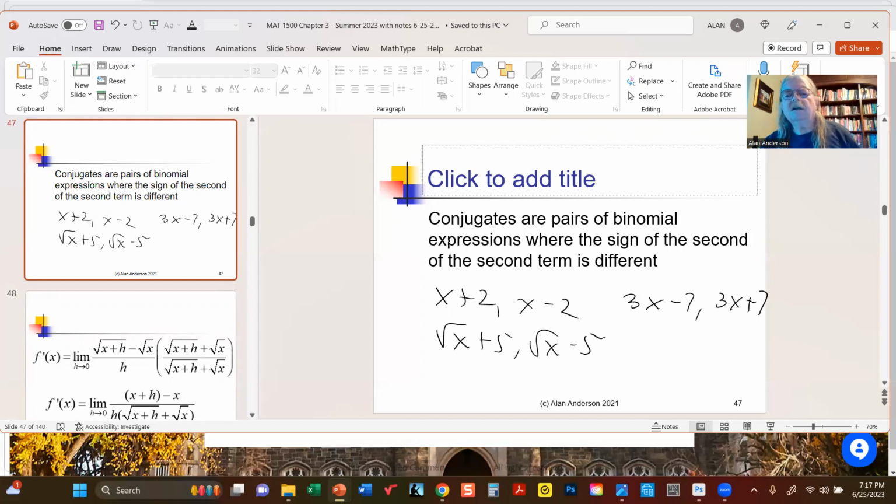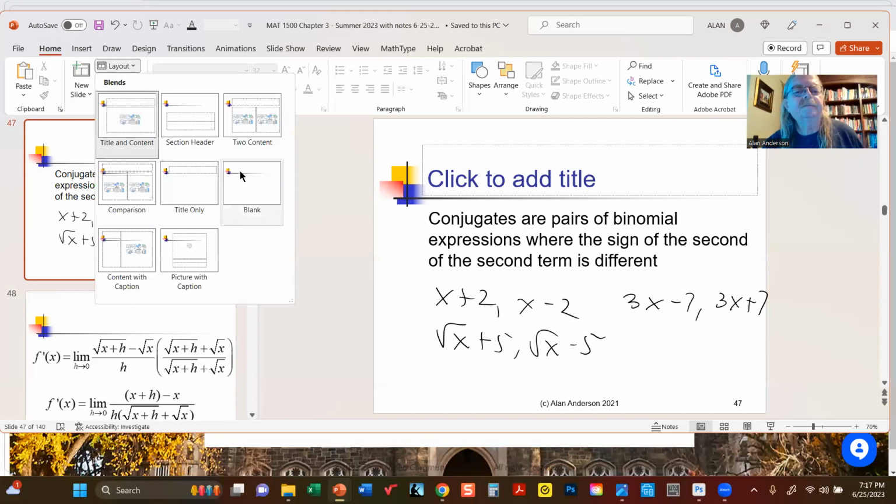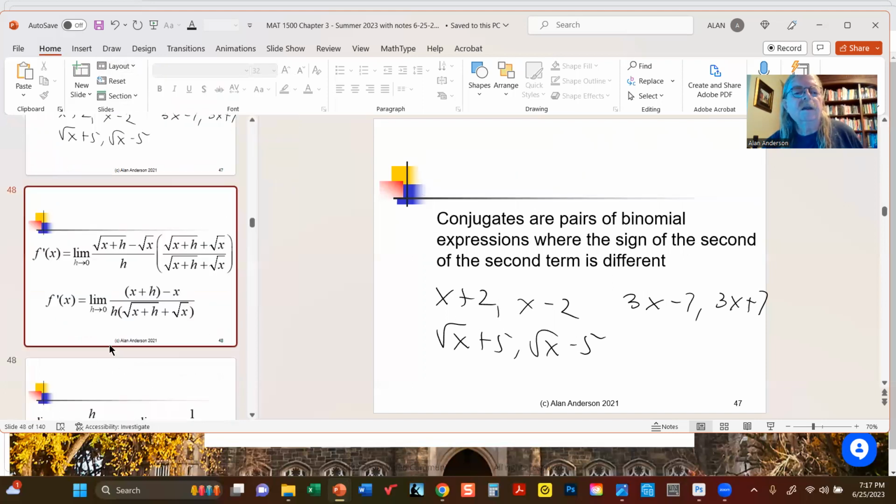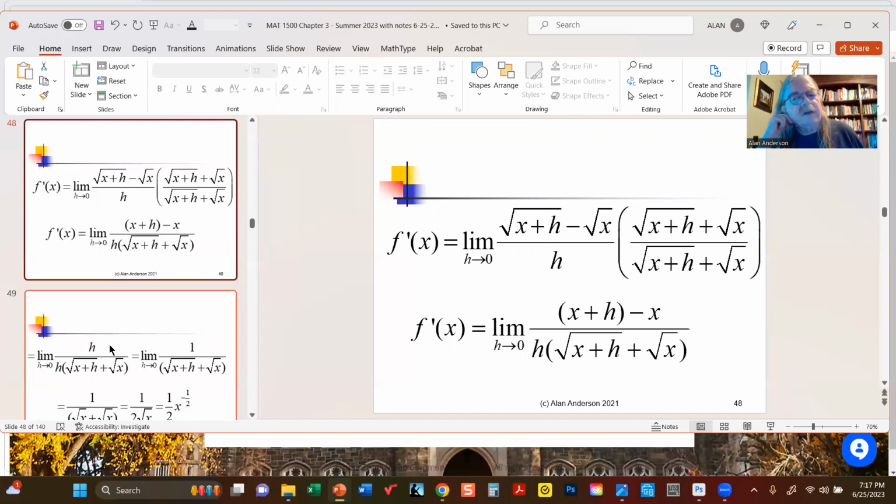Okay, so here's what we're going to do. We're going to take this expression and we're going to multiply both the numerator and the denominator by the conjugate of the numerator. Now, that strategy is guaranteed to simplify the numerator. We don't know what will happen to the denominator. Okay, so why don't we show why?